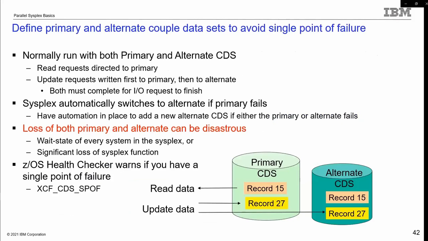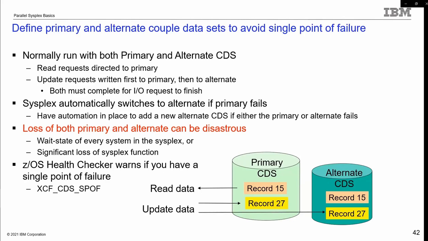Because every system in the Sysplex needs access to the couple data set, this could represent a single point of failure. So that is why in a standard configuration, we always have a primary and an alternate couple data set. We need to be able to always access the status values, and we also need to be able to access configuration controls that are contained within the couple data sets. And so when XCF reads, it's going to read from the primary couple data set. And when it updates, it's going to write to both the primary and then the alternate. And both have to complete.